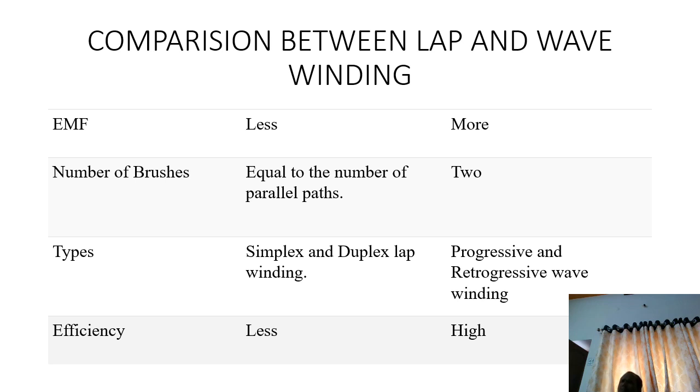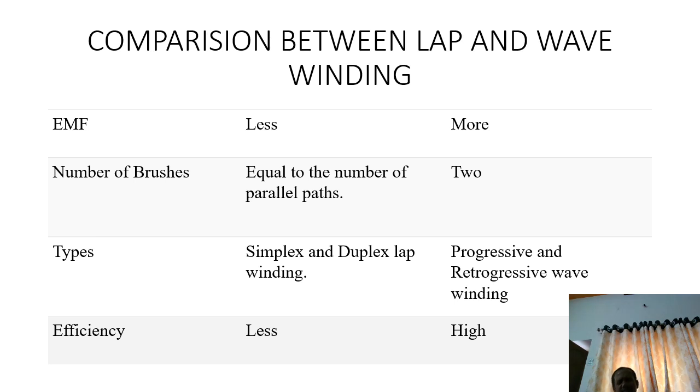Next, the number of brushes in lap winding and wave winding. Brushes are equal to the number of parallel paths, so in lap winding the number of brushes equals the number of parallel paths. But in wave winding, the number of brushes is only two, the negative and positive polarities.